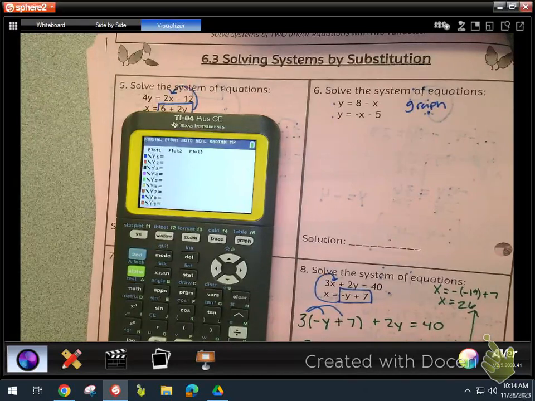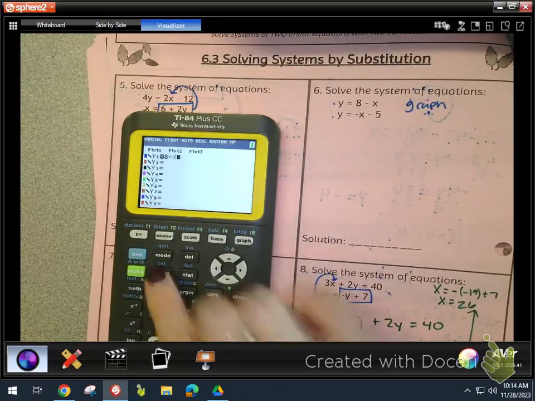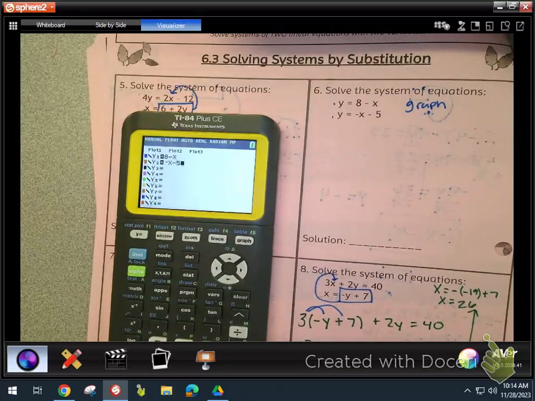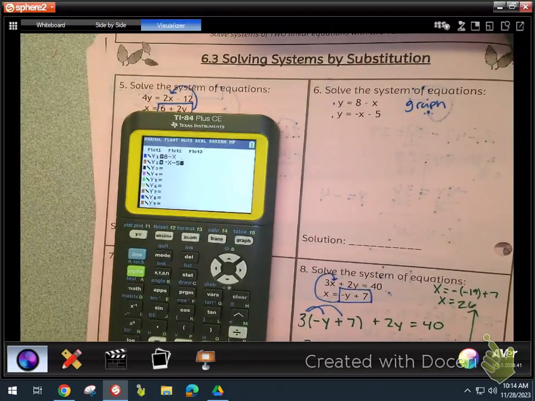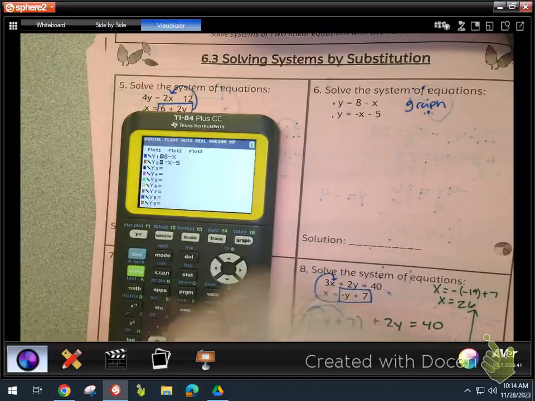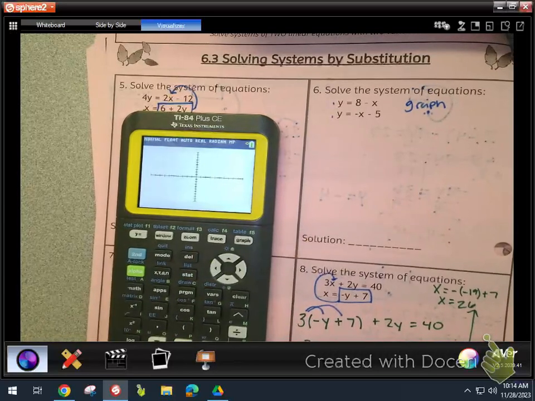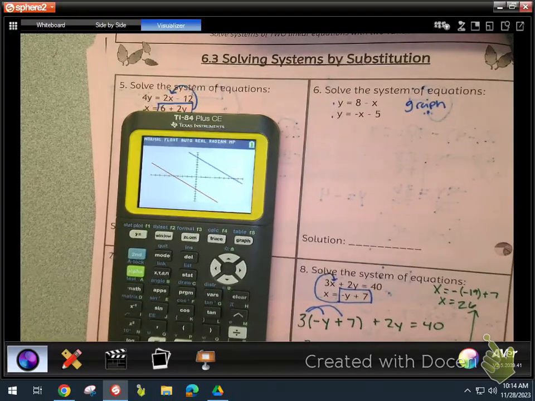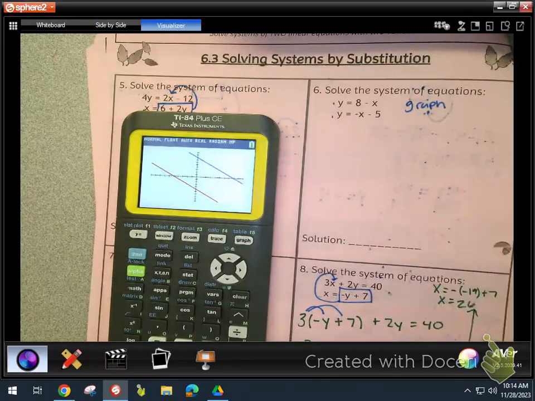What are we going to put in y1? 8 minus x. What are we going to put in y2? Negative x minus 5. You need to type it exactly how you just said it. Look at your graph. They're parallel. So there's no solution. Very good.